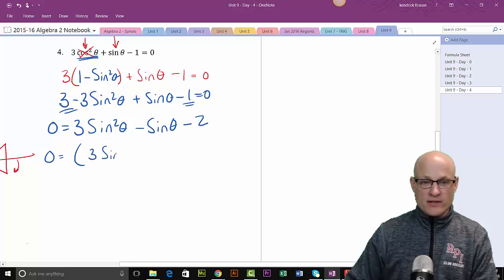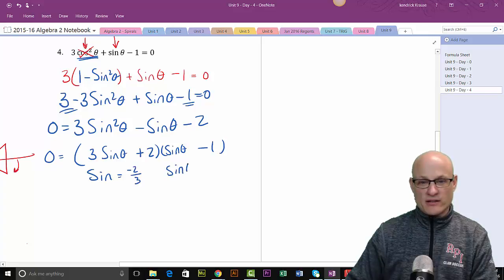3 sine theta, sine theta, and let's see, minus 1 and plus 2. So this gives me sine theta equals negative 2/3, and this one gives me sine theta equals 1.